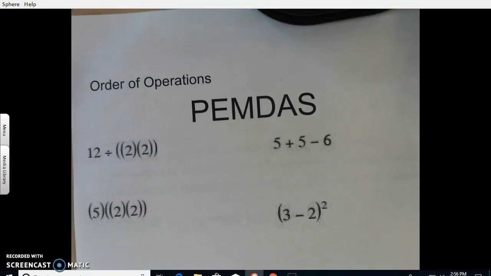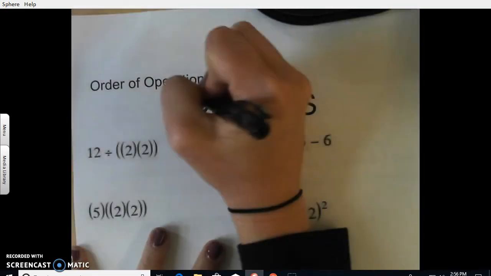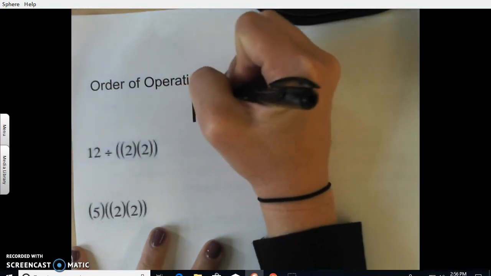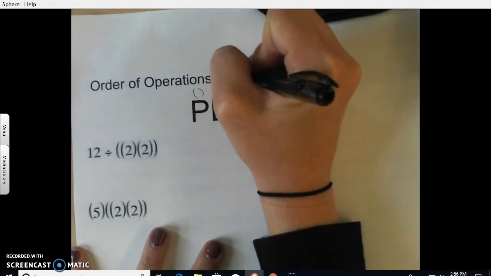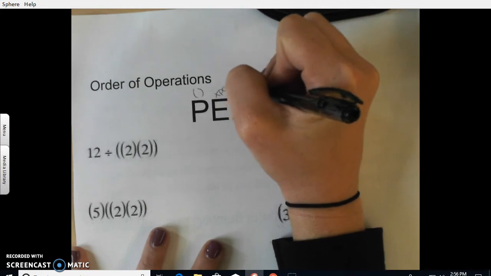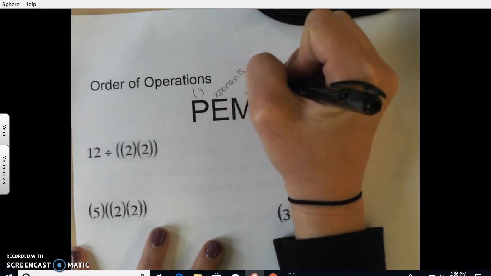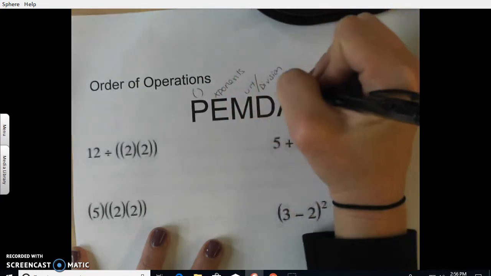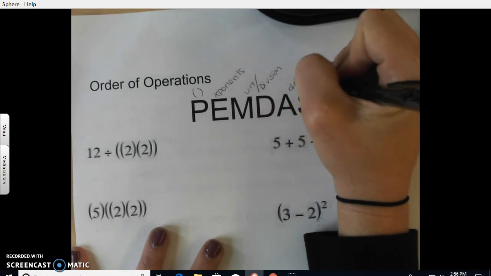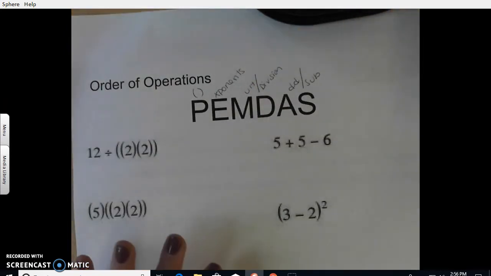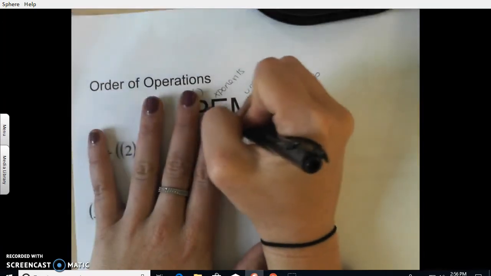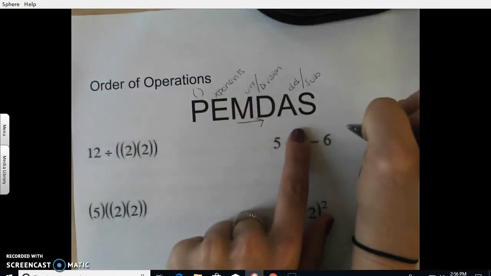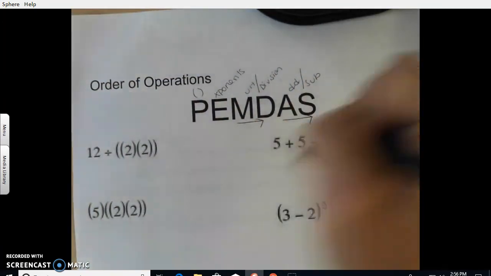The last thing is order of operations, so PEMDAS. PEMDAS stands for parentheses, exponents, multiplication or division, addition or subtraction. Multiplication and division go from left to right, and addition and subtraction go from left to right.